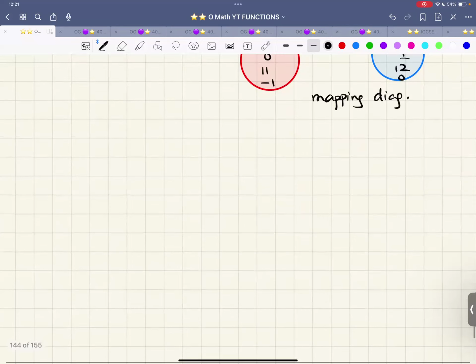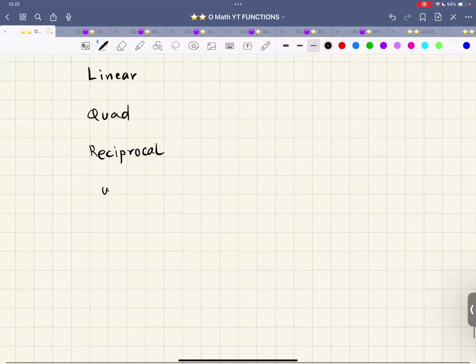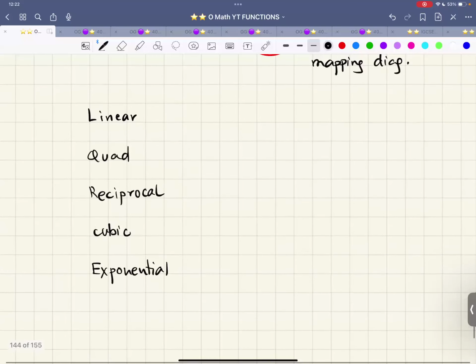A function could be of different types. So it could be a linear function. It could be a quadratic function. We can talk about a reciprocal function. We can talk about a cubic function. And we can talk about an exponential function. So these are the different functions that we have already sketched.